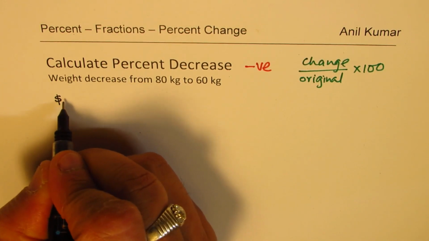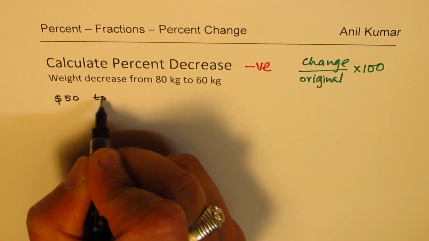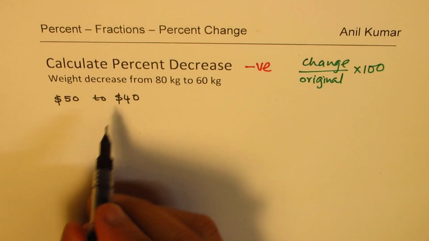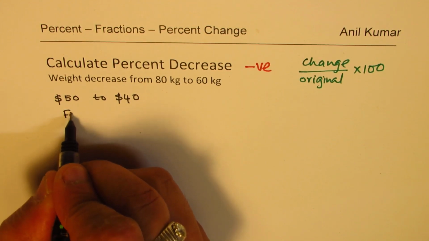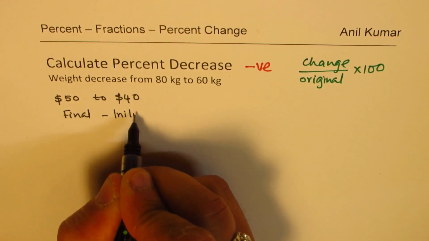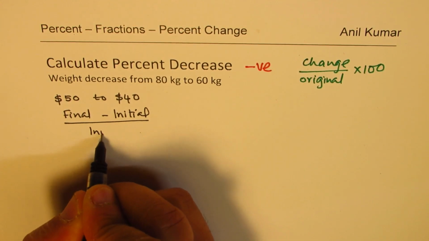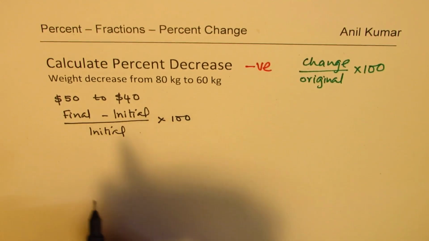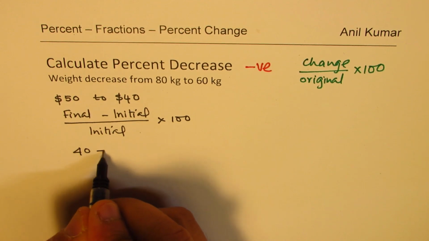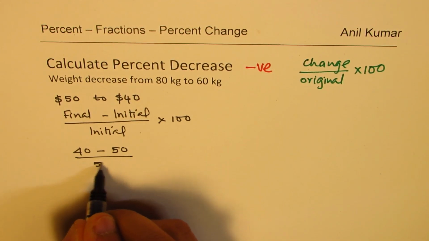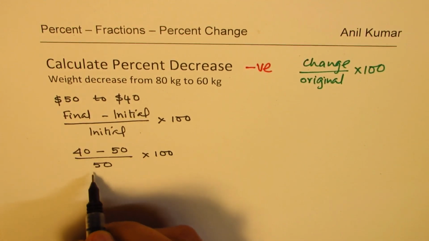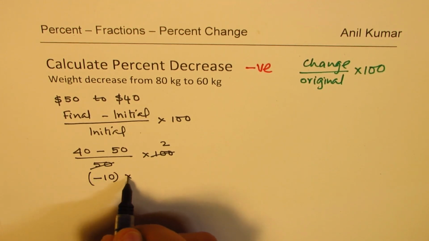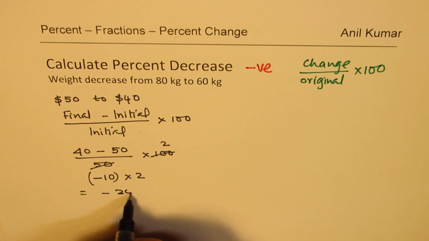So this time we are decreasing the price of a book from, let's say, $50 to $40. Okay, so if I do a decrease, what happens? Change is always final minus initial over initial. So I'm using a different term, initial instead of original, right? But it means the same thing. Final is $40 minus the original, which was 50, divided by 50, right? So times 100. This could be simplified, times 2. So you get here minus 10, do you see that? Minus 10 times 2. And that results in minus 20%.